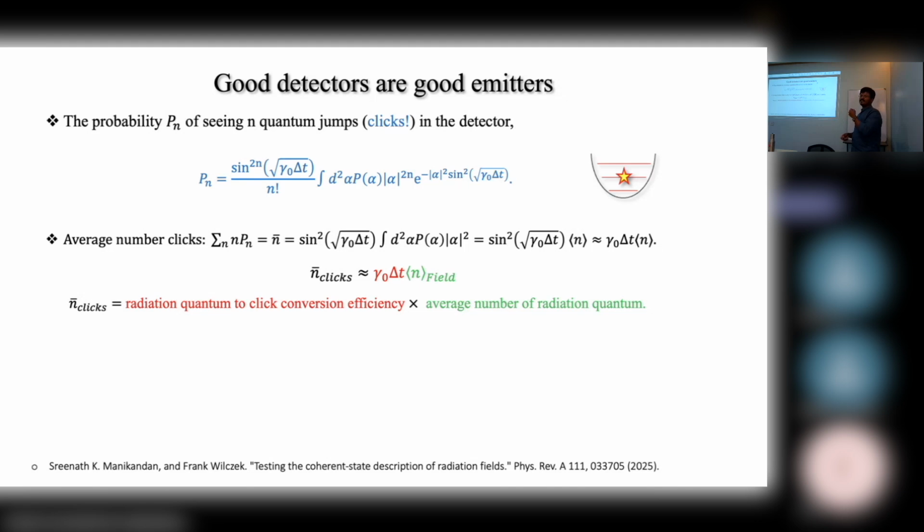So this encapsulates the idea that in quantum optics, we often say good emitters are also good detectors. If we have a higher spontaneous emission rate, my detector is a good detector because the quantum-to-click conversion efficiency can be high. And we also often hear that we have good single photon detectors. What it means is that this quantity, gamma naught delta T, can be of order 1 fundamentally for single photon detectors and so on.